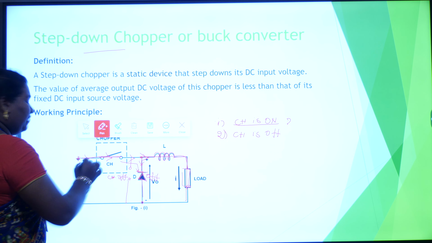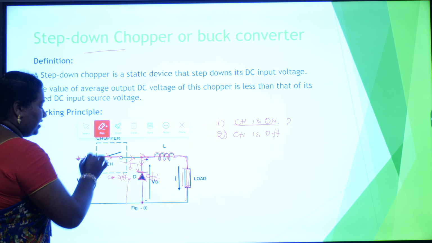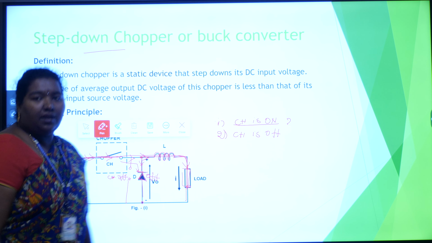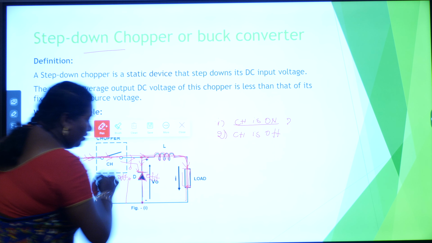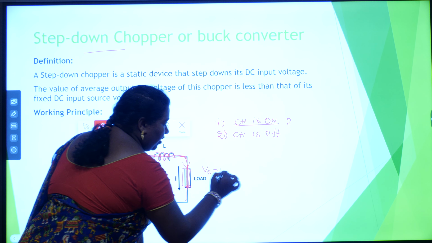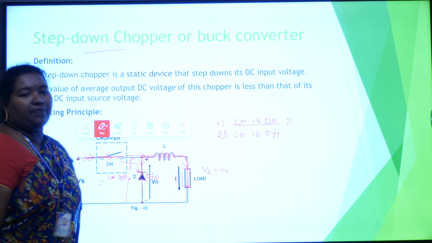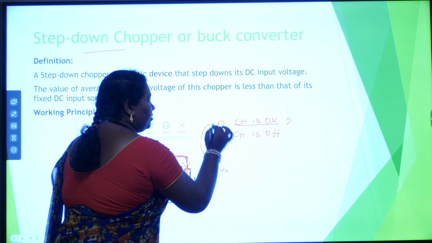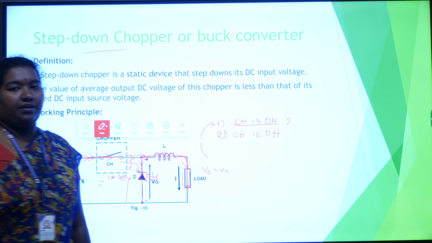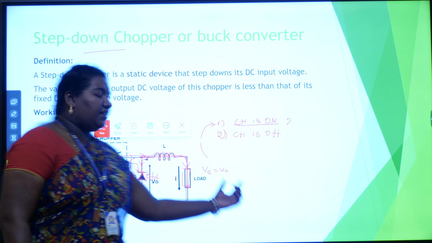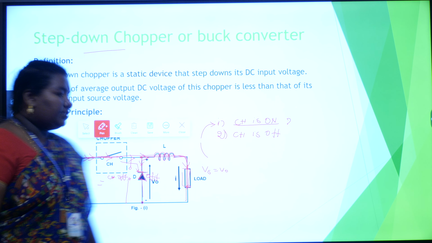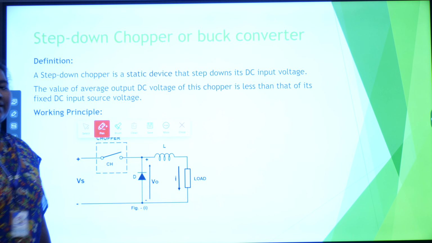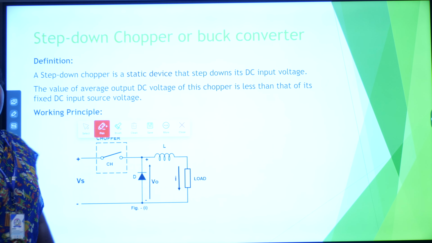From this we can say what the path of voltage is. Vs passes through this line and comes across the load, so Vs is equal to V0. During the chopper on state, the supply voltage is equal to the output voltage, Vs equals V0. This is the on state operation.